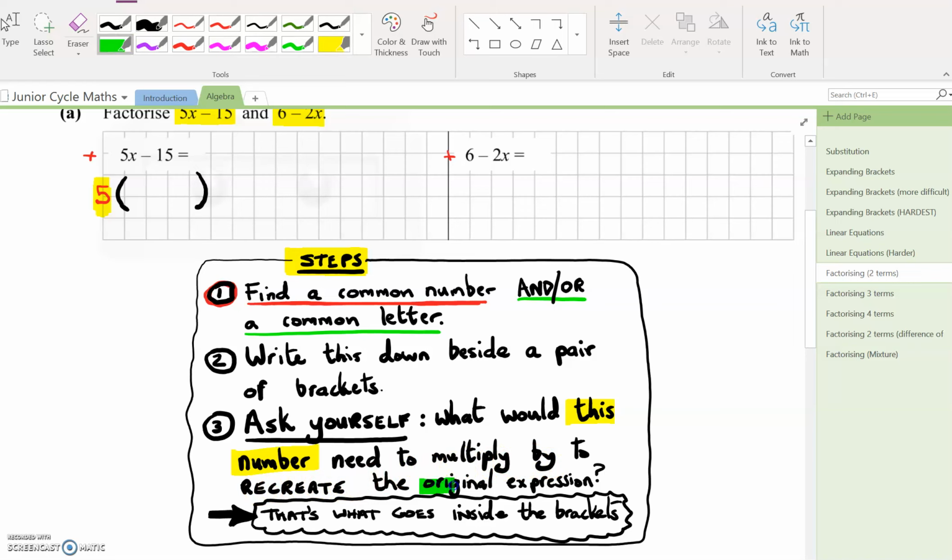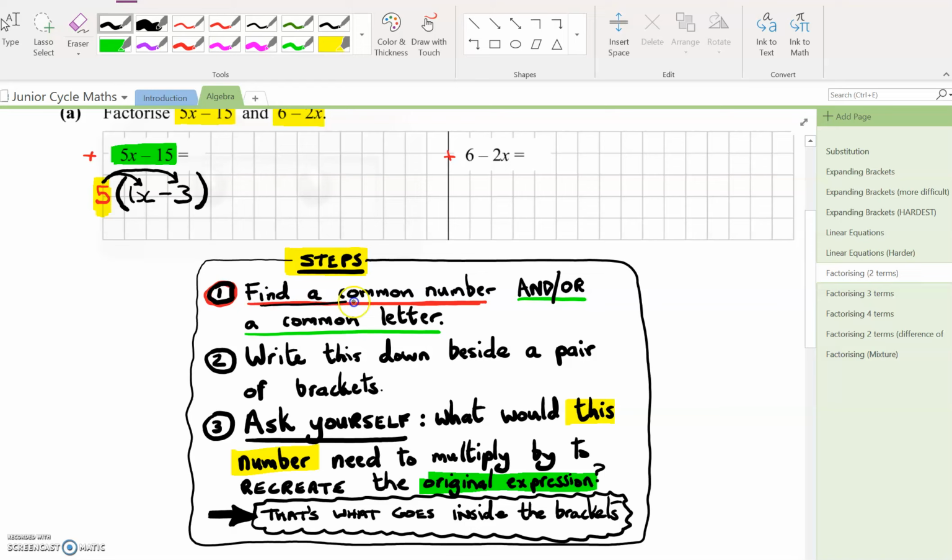Now, the original expression was this one. So what does 5 need to multiply by to recreate 5x minus 15? Well, let's see. 5 by what gives me 5x? Well, 1x, isn't it? 5 by 1x gives me 5x. And 5 by what gives me minus 15? By minus 3. And that's it. That's the answer.